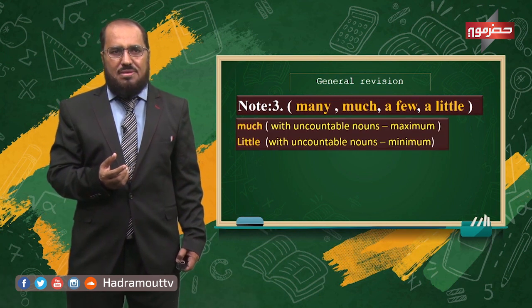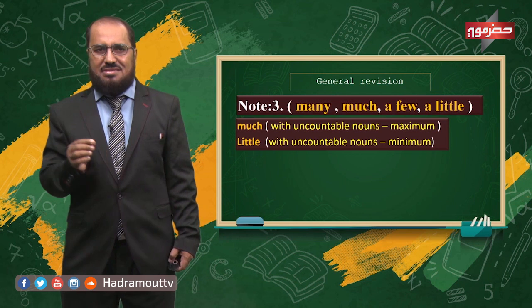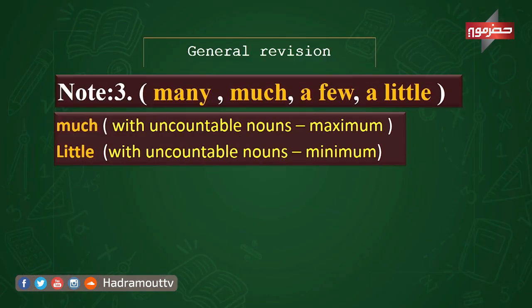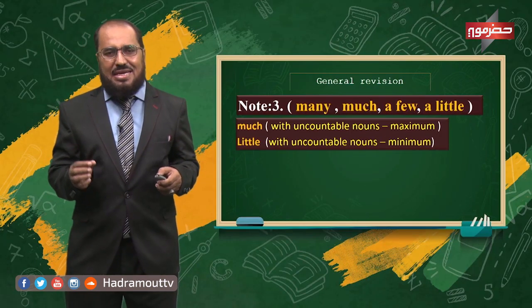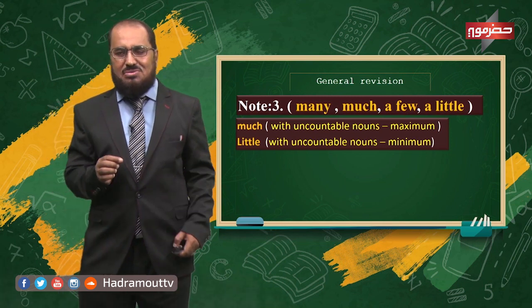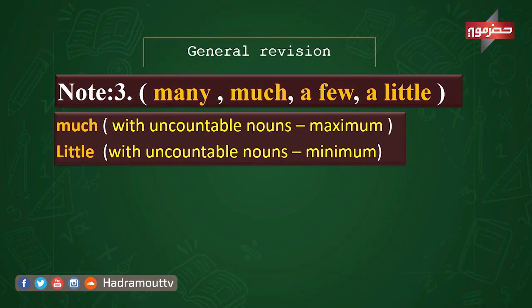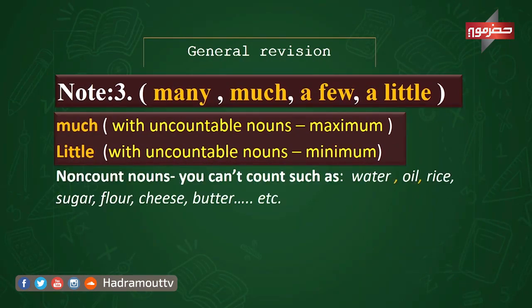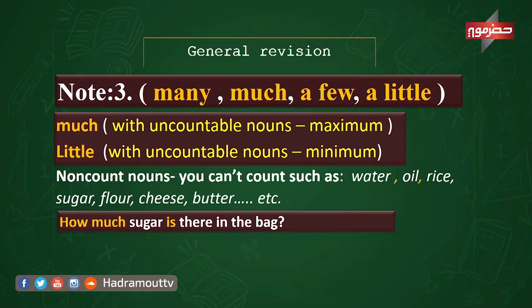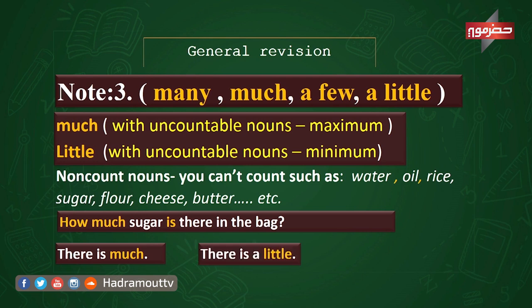Now, much and little. Much with the uncountable nouns, لغير المعدود. Also to show the large quantity. للكثرة مع غير المعدود much. وللقلة مع غير المعدود a little. Okay? With uncountable nouns to show the minimum. Examples. Non-count nouns that you can't count, for example, water, oil, rice, sugar, flour, cheese, butter, and so on. How much sugar is there in the bag? There is much. There is a little. There is some, uncountable.